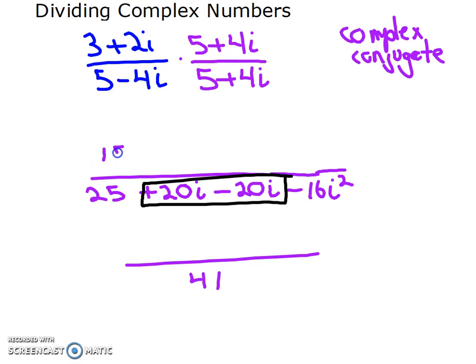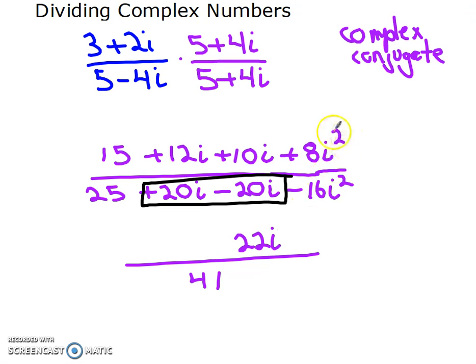3 times 5 is 15. 3 times 4i is plus 12i. 2i times 5 is plus 10i. And 2i times 4i is 8i squared. These two will combine into 22i. This will become a negative 8. Sorry. This will become a negative 8. So I'll have 15 minus 8 is 7. And you may be able to type it in this way and have Delta Math accept it. Otherwise, you can type it in this way. And that's your answer.